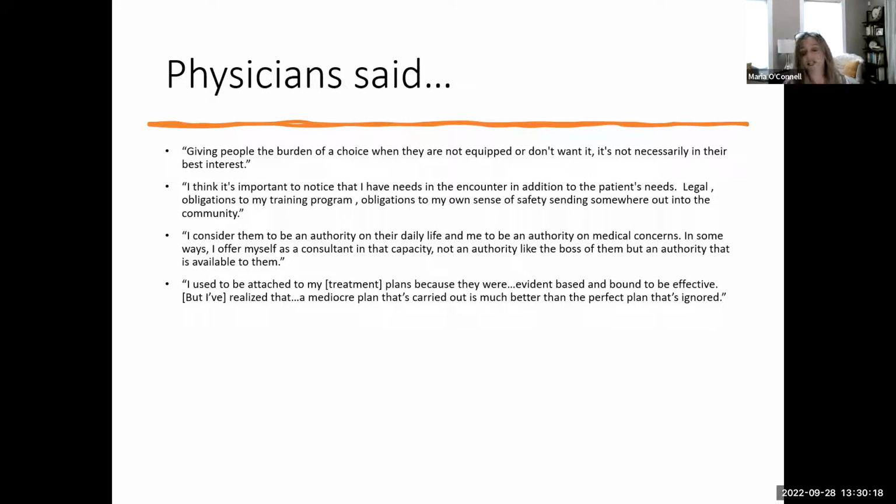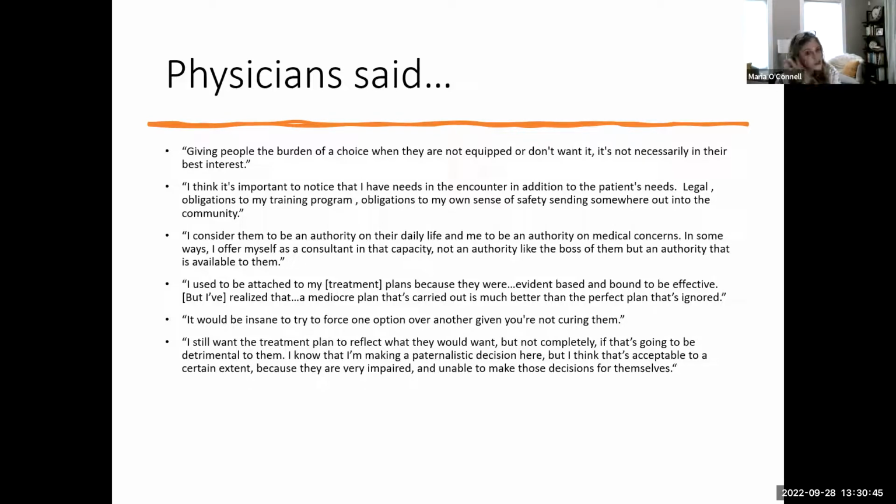I used to be attached to my treatment plans because they were evidence-based and bound to be effective. But I've realized that a mediocre plan that's carried out is much better than a perfect plan that's ignored. Janice probably has something to say about that. It would be insane to try to force one option over another given you're not curing them.